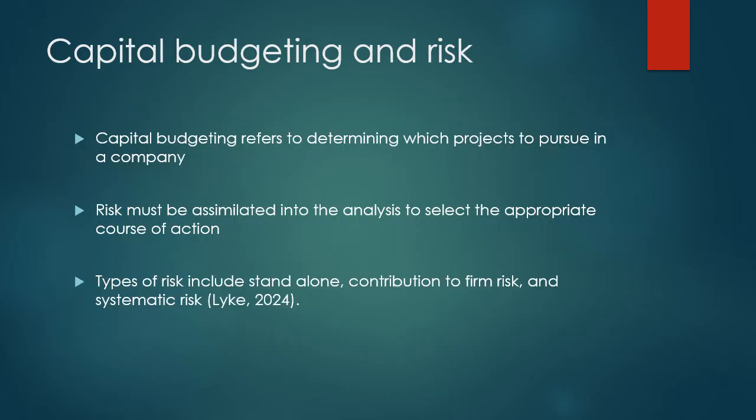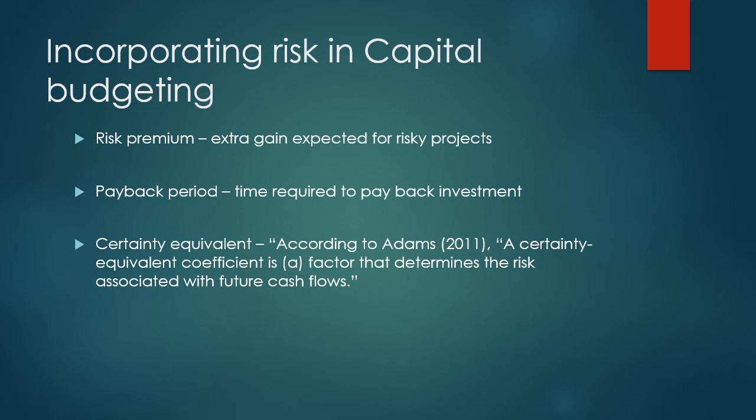Switching gears, capital budgeting is the process of determining which projects to pursue in a company. Risk must be included in the analysis to help select the best course of action. The different types of risk include standalone, contribution to firm risk, and systematic risk. Standalone risk refers to a project's potential without considering how it impacts other assets and projects. Contribution to firm risk attempts to define the effects of the project on other projects. Systematic risk considers how the project appears from a stakeholder's perspective.